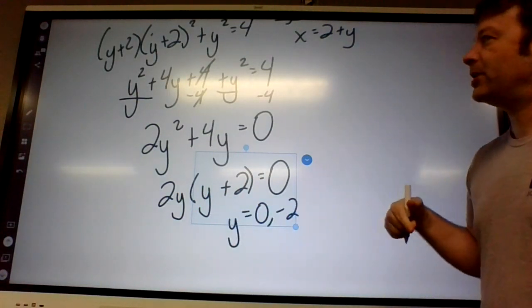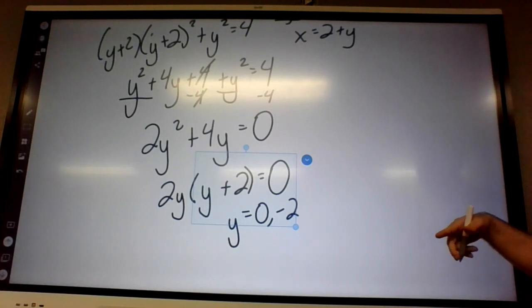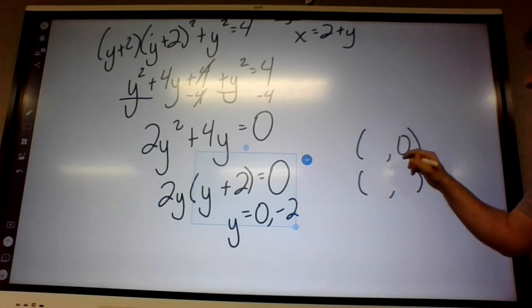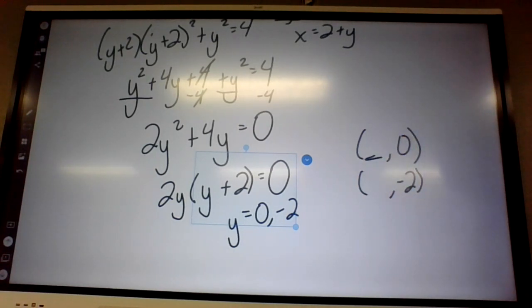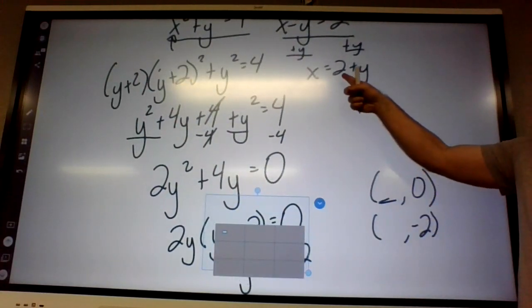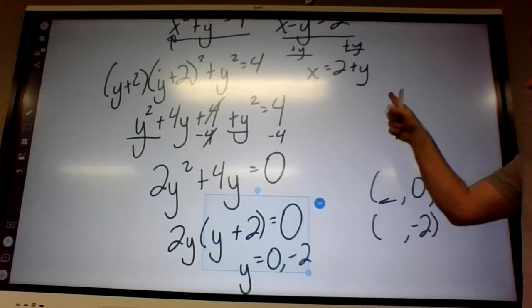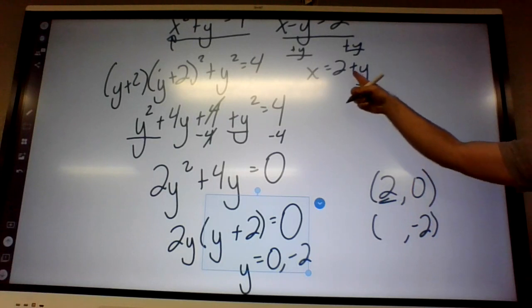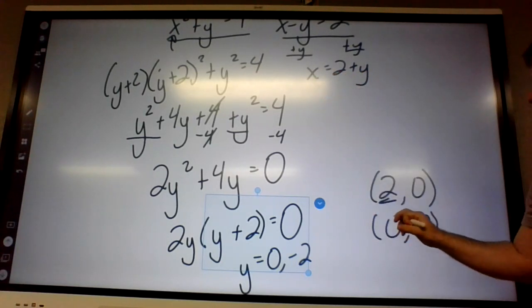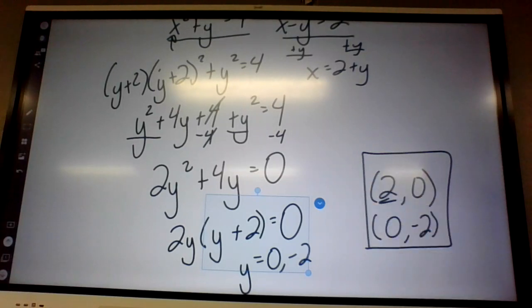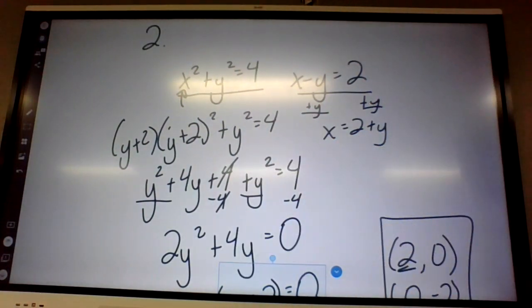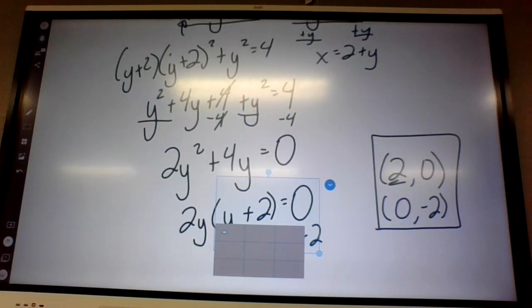Okay, now these are just the y parts of the solution. I need to find out what x values go with them, right? So if y is 0 or -2, how do I find out what goes right there? Plug in. Yeah, and here's definitely the easiest one, right? If I plug in 0 right there, 2 plus 0 is 2. If I plug in -2, 2 plus -2 is 0. And you could check this by plugging these both into the other equation, like this: 2 squared plus 0 squared equals 4. And anyway, that's it.